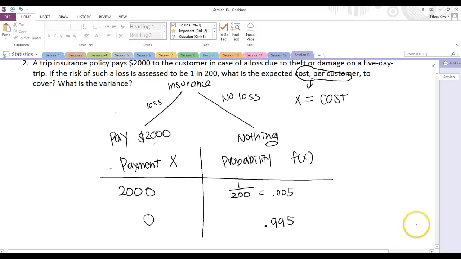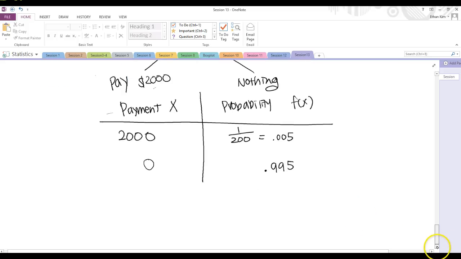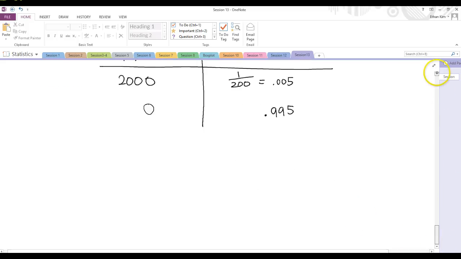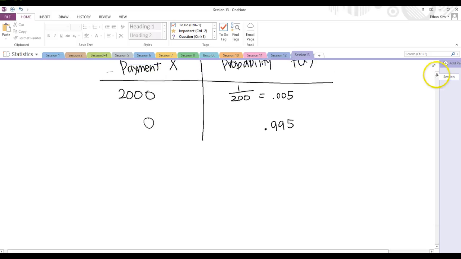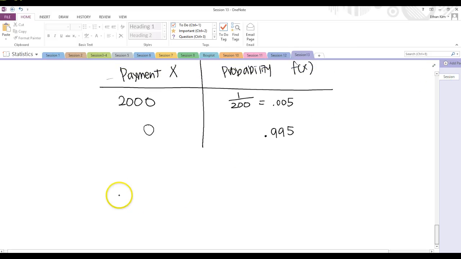And now we're looking at the expected value, and it becomes much easier from here on, because now that we figured out the random variable, it's just a matter of calculation. So let's do expected value. It's going to be 2,000 times 0.005 plus 0 times 0.995, but that comes out to be 0, so you don't have to write that down. And this is 10.